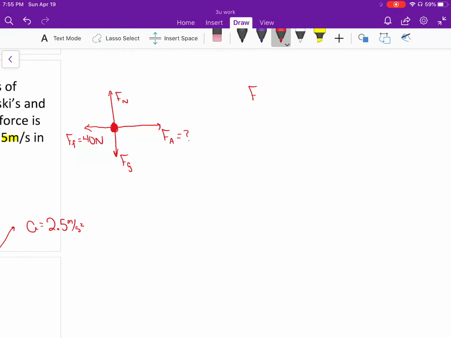Newton's second law, F net equals ma. F net is forward minus backward. Sometimes we'll say bigger minus smaller, but in this case we have a tug of war. Our F applied wants to go forward, friction's fighting it, so friction is a negative force, and that's equal to ma. Now I know everything in there but the FA. FA, I don't know. Take away the friction of 40. If you scroll over in the question, I said she had a mass of 60, and the acceleration that we just figured out is 2.5.